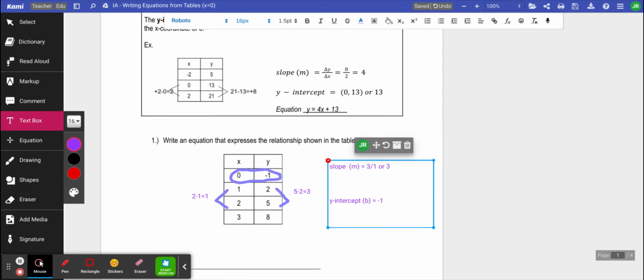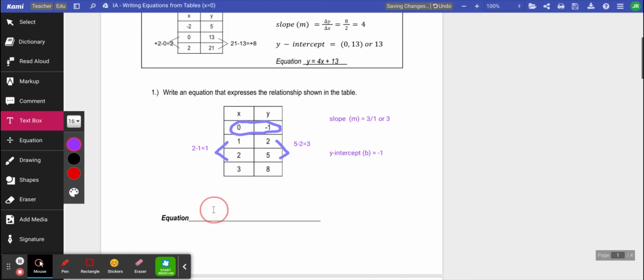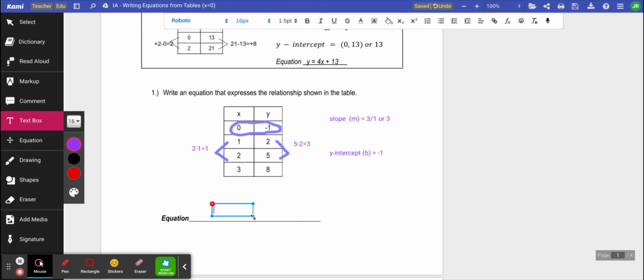So we've got all the pieces. Now I'm going to come down here to the equation line, and I'm going to write the whole name. Y equals 3x minus 1. Don't forget to put that x attached to your slope so that you know that's the first name. Just so you know, you can also write y equals 3x plus -1. Either of those is okay with me.